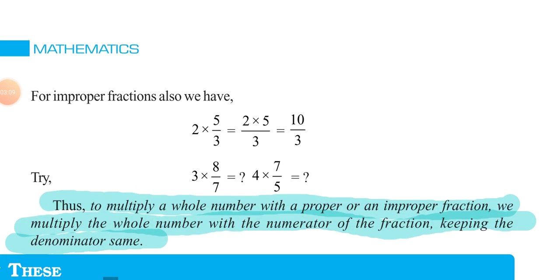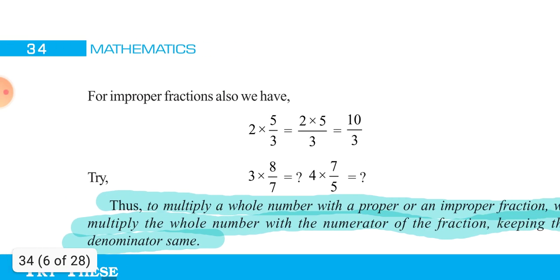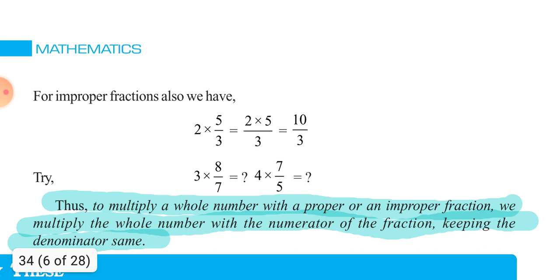Page number 34. Students, whenever we have to multiply the whole number with the fraction, we just multiply the whole number with the numerator only. Here I have highlighted some lines. Thus, to multiply a whole number with the proper or improper fraction, we just multiply the whole number with the numerator of the fraction, keeping the denominator same. Denominator remains same. As 2 multiplied by 5/3 is equal to 10/3.